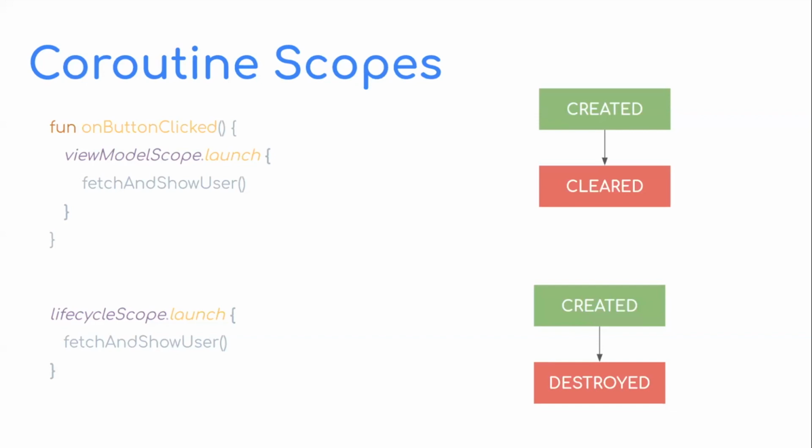Also, let's say in our activity or our fragment, we have a lifecycle scope. They're all bundled up in the Kotlin KTX library. So when the activity or the fragment is created and we call fetch and show user, the user details will be fetched and the data will be sent to this coroutine. But when the fragment is destroyed, the coroutine will be cleared and all the children, or all the data created from this scope, will be destroyed.